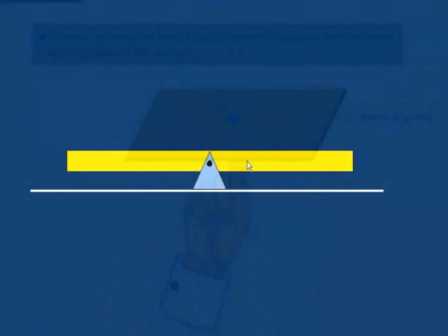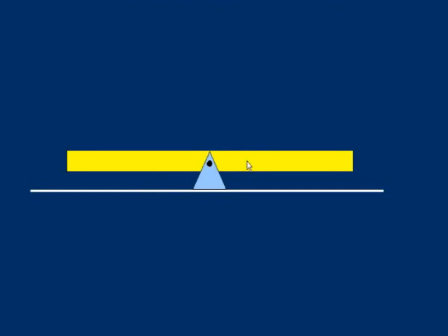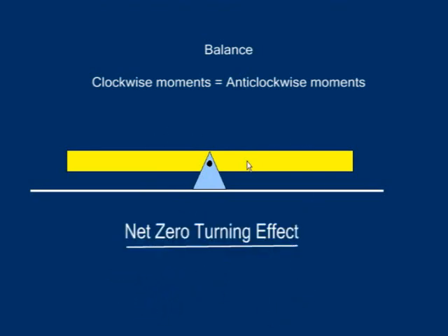Again, if you have a uniform meter rule and place it on a pivot, it balances at the 50 centimeter mark, if indeed the meter rule is perfectly uniform. The rule is then said to be in a state of balance. All the clockwise moments equal all the anti-clockwise moments, producing a net zero turning effect.